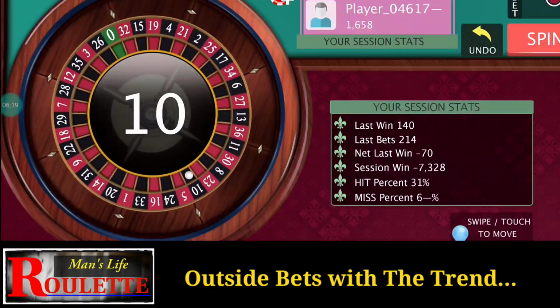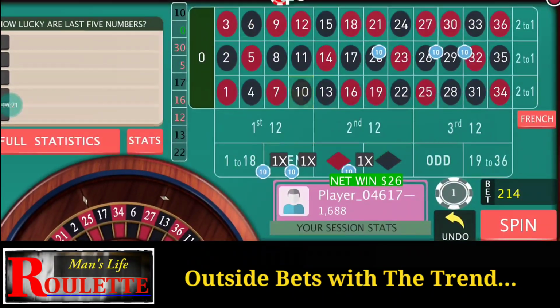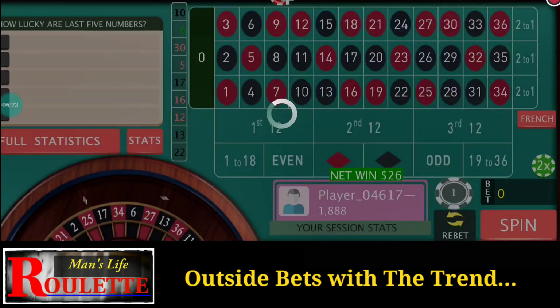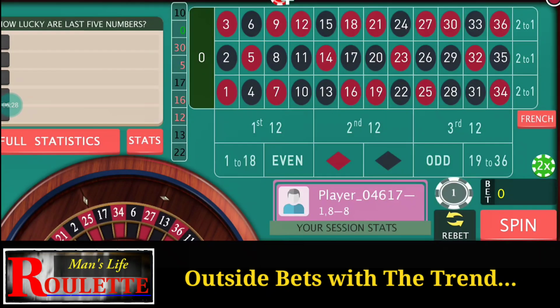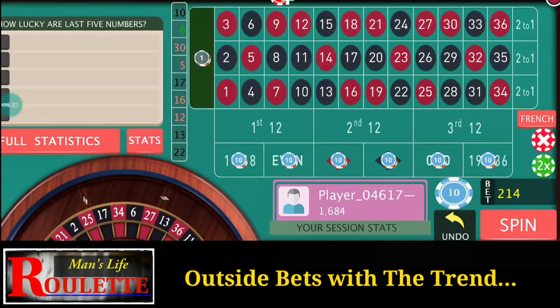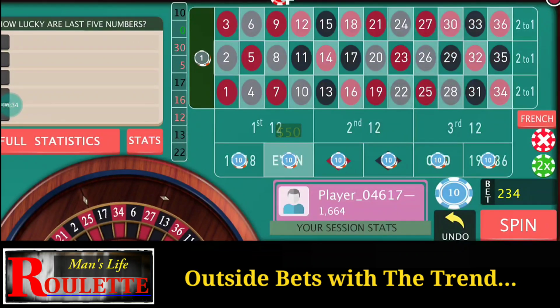It's number 10. So for number 10, let me put my bet first. It's a black, it's an even, and it's a small number.